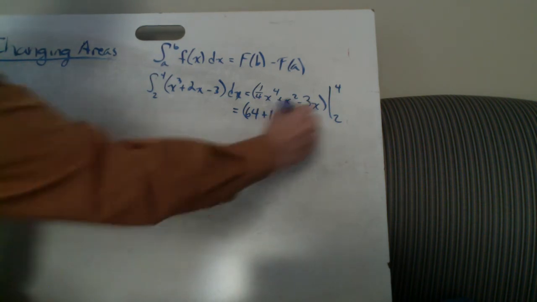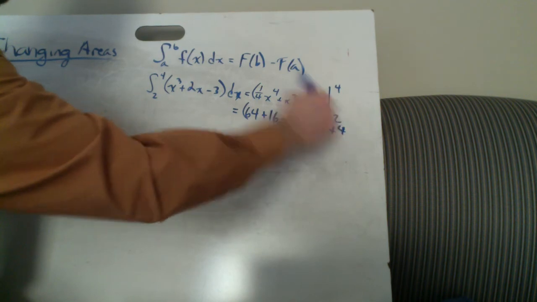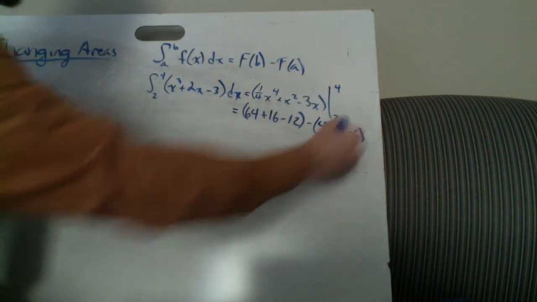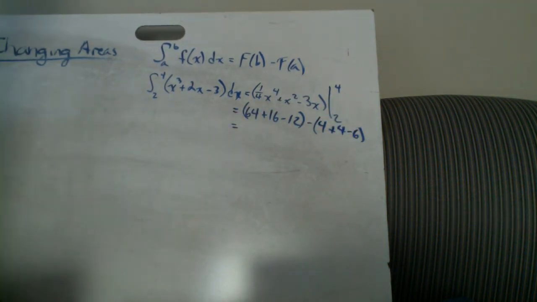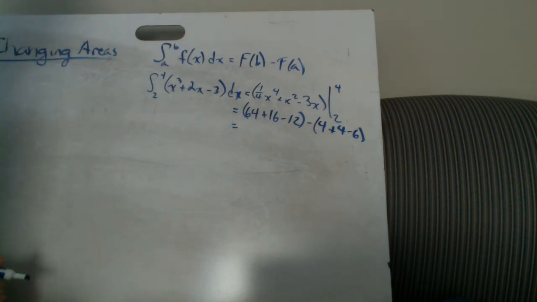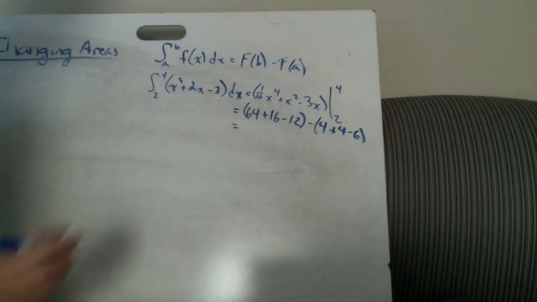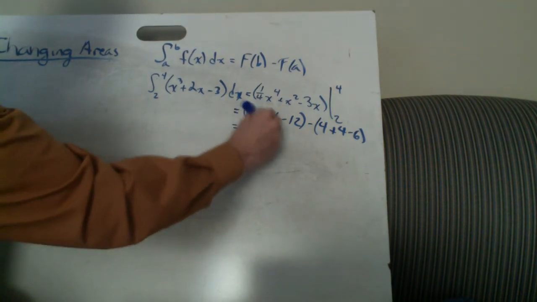2 to the 4th is 16, divided by 4 is 4. 2 squared is 4. 3 times 2 is 6. And let's see what I get out. 64 plus 16 is 80. Minus 12 is 68. Minus, that's 2. 68 minus 2 is 66.